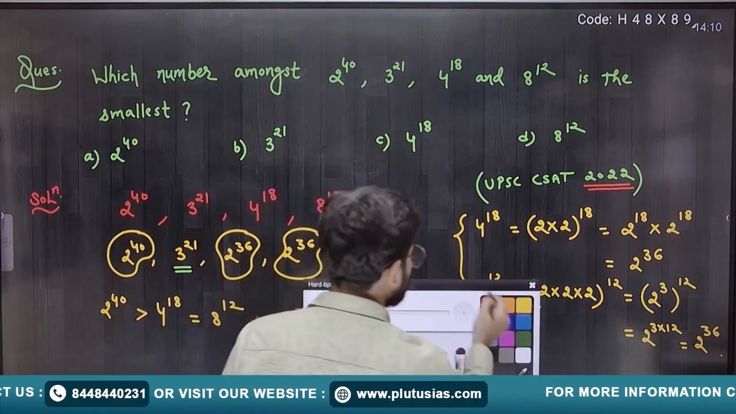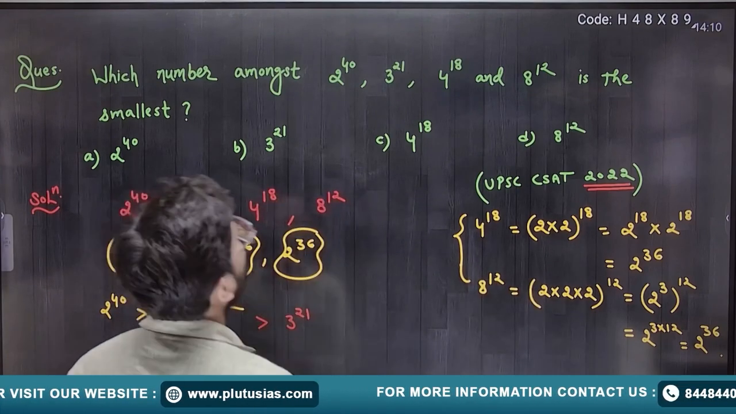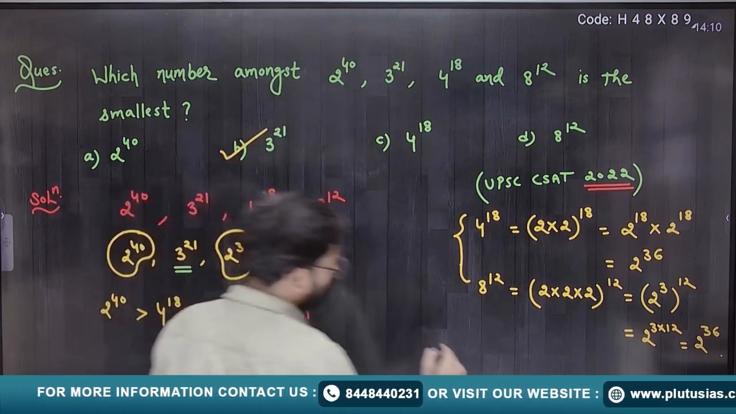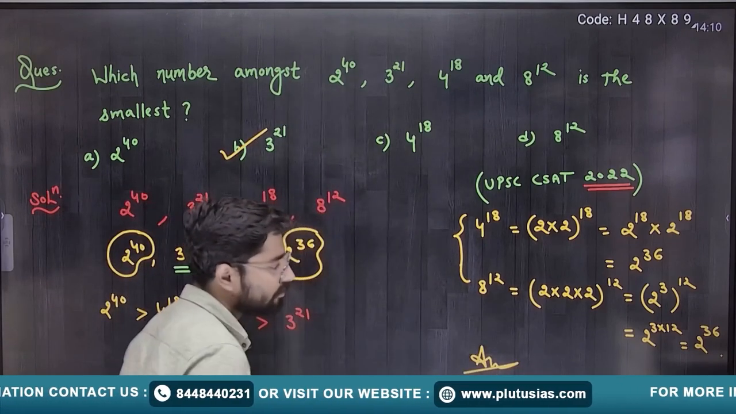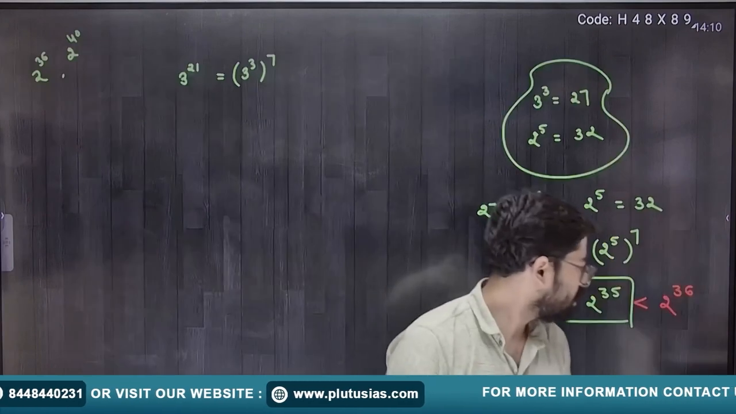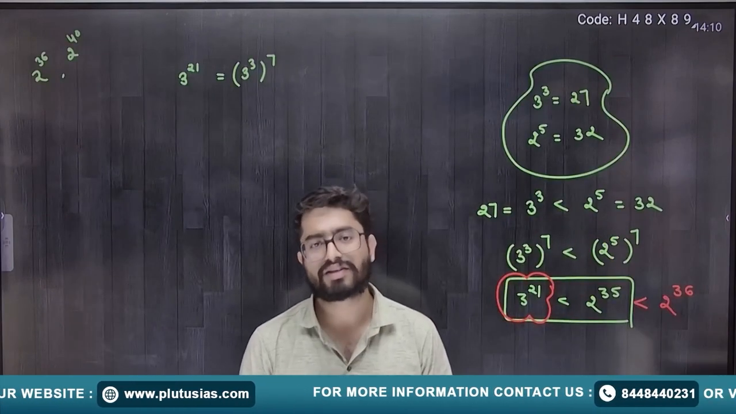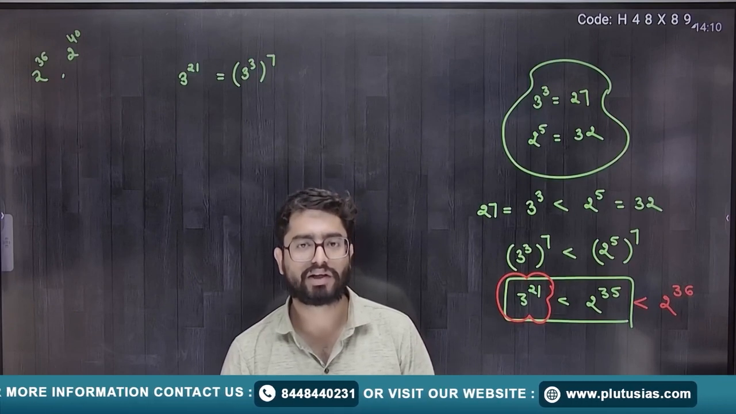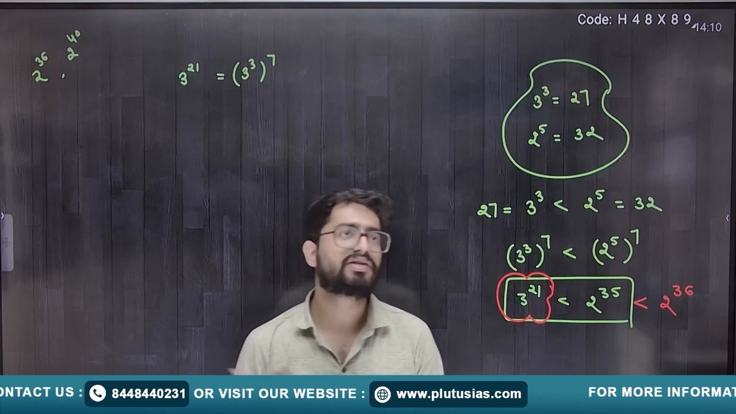Here your question was, you have to find the number which is the smallest one. So 3 power 21, that's your answer. So this is all about your laws of exponents and some questions based on that. So this is enough for this video.